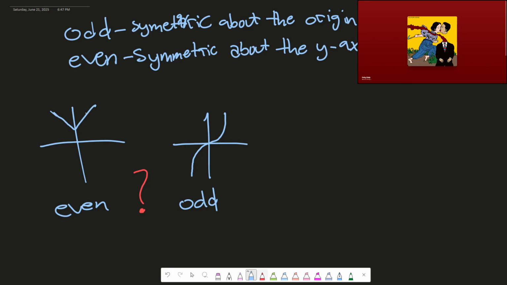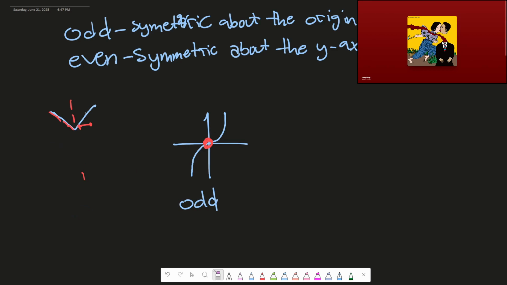If I were to make the y-axis the axis of symmetry, we'd see that these kind of reflect. If I were to reflect from the y-axis and go over it, we'd have that. And this is simply just odd, symmetrical about the origin. And that's really all you need to know.